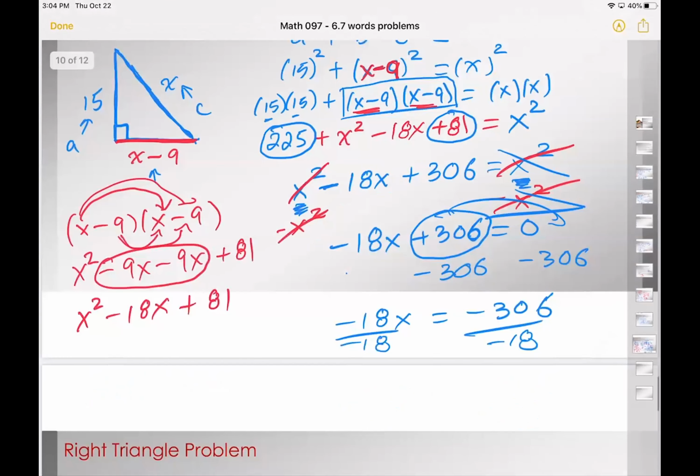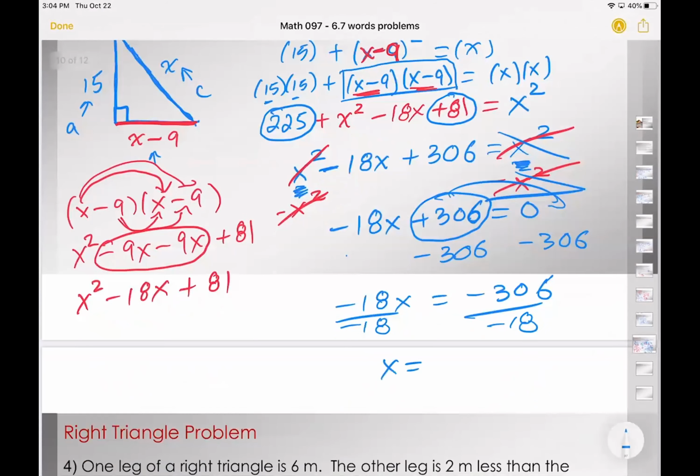You have x equal to a negative divided by a negative, which will be a positive. And what is 306 divided by 18? Well, you type it in your calculator, you will see that that is equal to 17. So 306 divided by 18, in this case a negative divided by a negative, will give me a positive.